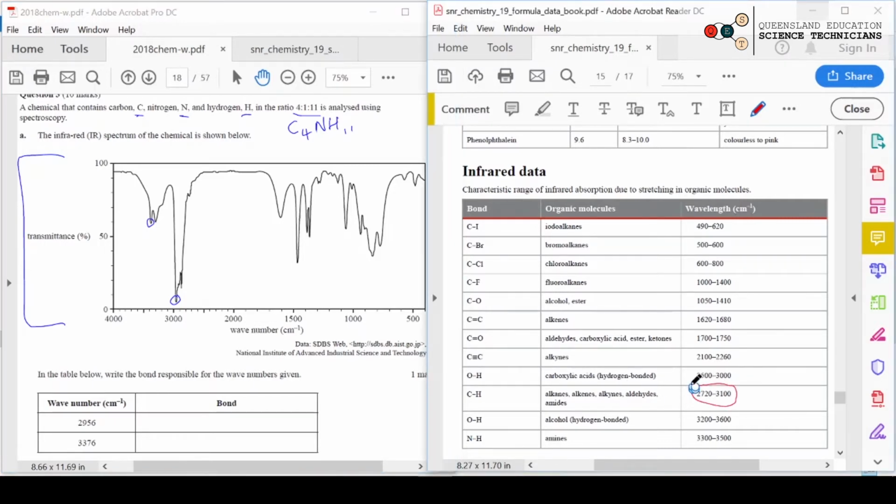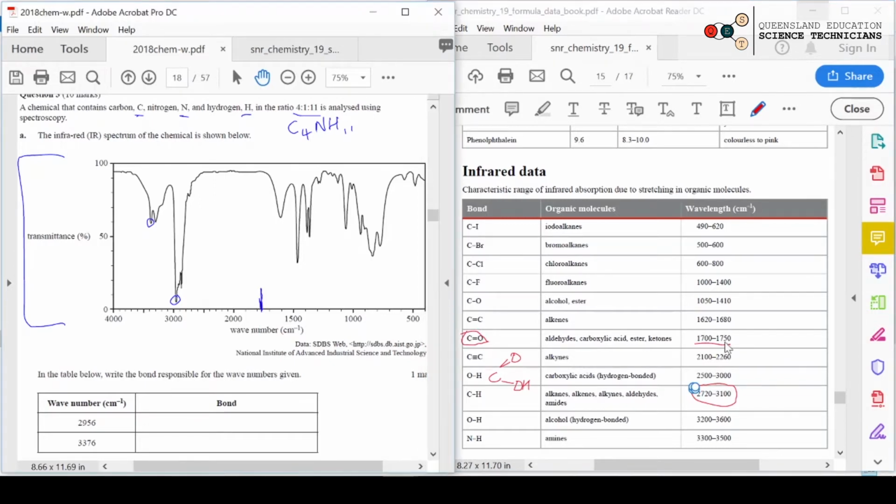But if I hadn't been given that piece of information, I also know that a carboxylic acid is a C double bond O to an OH, which means to have that as a carboxylic acid, it would also have to have the carbonyl group, which is about 1700 to 1750. So I'd be looking for a peak in this region, which does not exist. So we know it's not a carboxylic acid. I could have ruled that one out even if I wasn't given that information. So I would then write my answer as a CH bond.